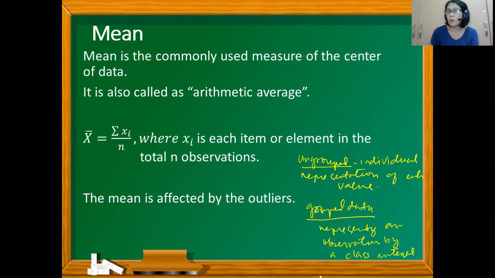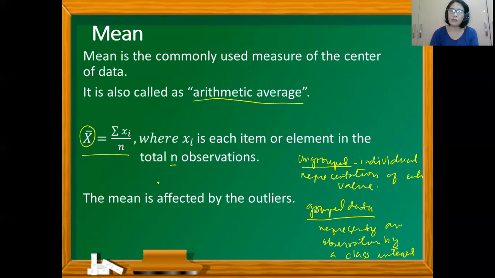The mean is the commonly used measure of the center of data. This is also called the arithmetic average or simply average. The mean is calculated by working on this formula, and we denote the mean by the notation x bar. This is equal to the summation of all observations, where x sub i is each item or element in the total n observations.